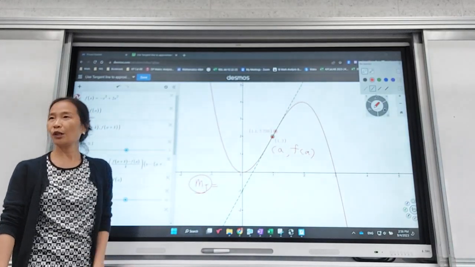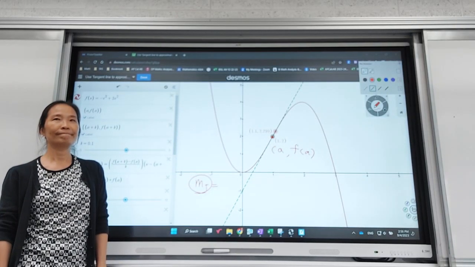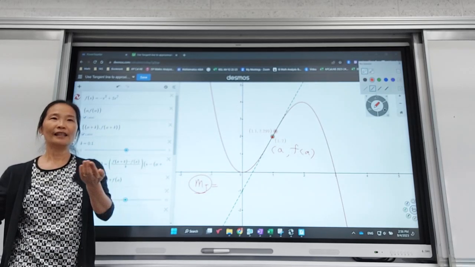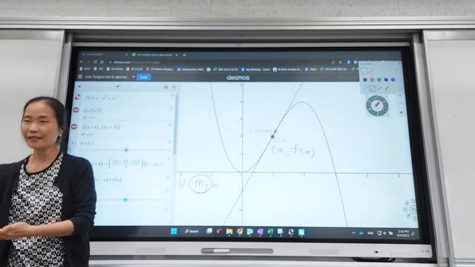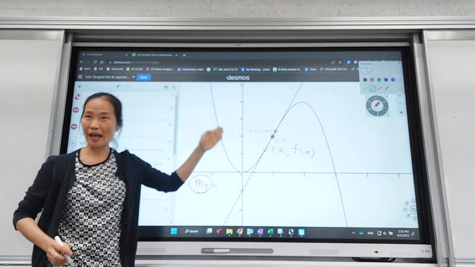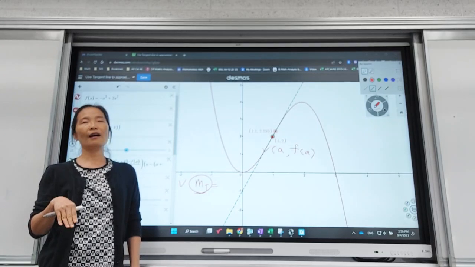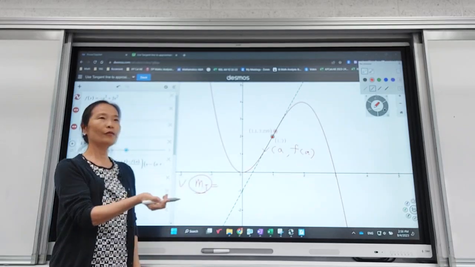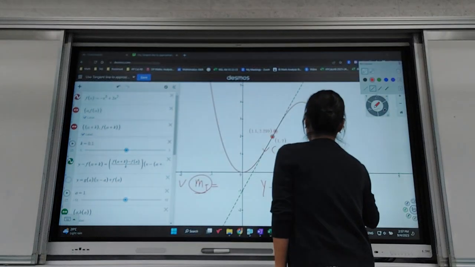How do you find the tangent line equation? Algebra 1. How do you find the line equation? What do you need? I need the slope, which you found. What else do I need? A point. That is the point of contact, which I have. So write the line equation. Before, you liked to use y equals mx plus b, right? But I prefer the point-slope form: y minus y1 is equal to slope times x minus x1.